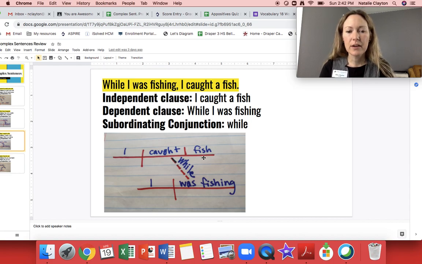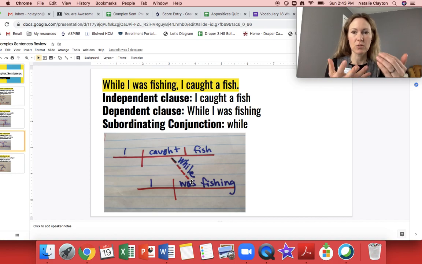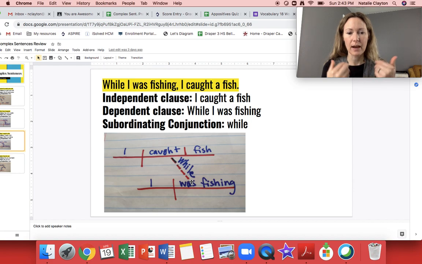So I caught a fish. Here is our independent clause. I caught, subject, verb pair. Then you come down here. Here's our dependent clause. While I was fishing. So we want to take our adverb clause and say, wait a second, what is this modifying? So while I was fishing, what, while I was fishing? Well, I caught a fish. What was I doing? I caught a fish while I was fishing.